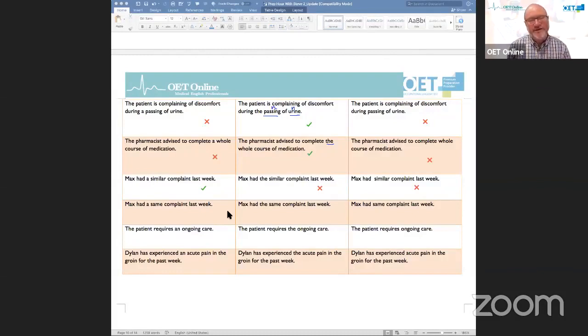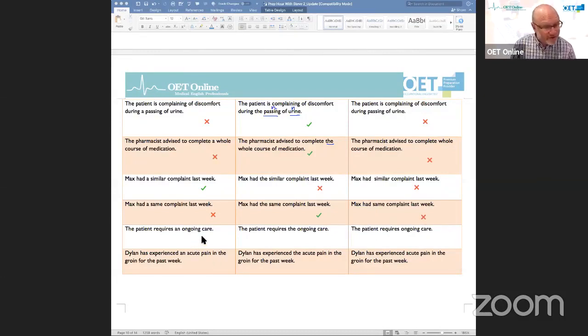But the next one, everyone: Max had a same complaint, the same complaint, same complaint. In this case, the word same always uses the definite article, never indefinite. Because if it's the same, it's been mentioned before. It has to have been mentioned before. So we can dig deeper and apply the rules here. So similar and same have different grammar rules. You need to lock it in.